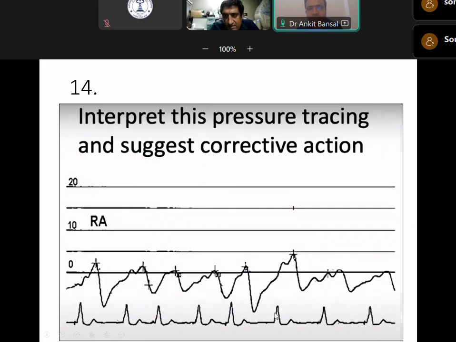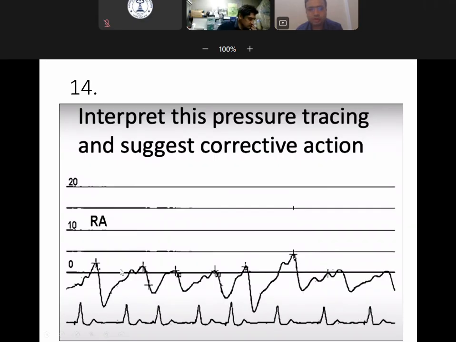So this patient has atrial fibrillation. Almost all the waveforms are below zero. The mean pressure is negative, which is not compatible with life. So this is a zeroing error.